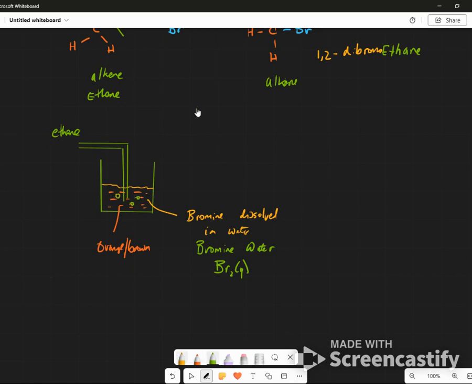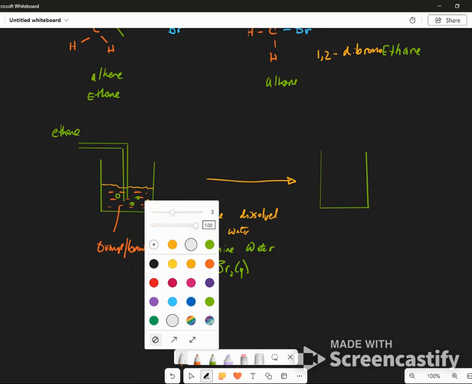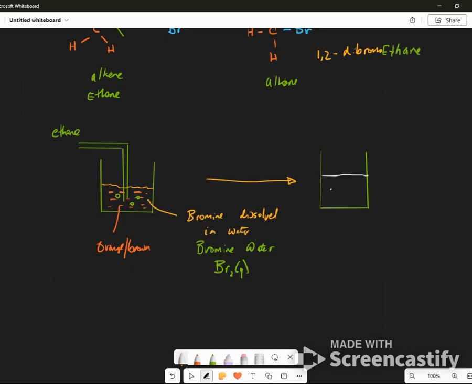Now, what's going to happen, believe it or not, if I bubble this in, is that the bromine goes out of the water and bonds to the ethene, and the water goes colorless. So bromine water goes colorless.